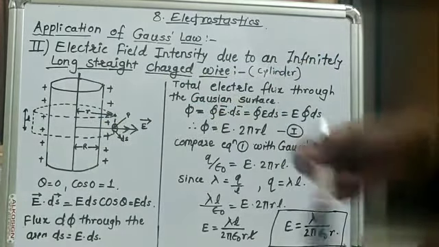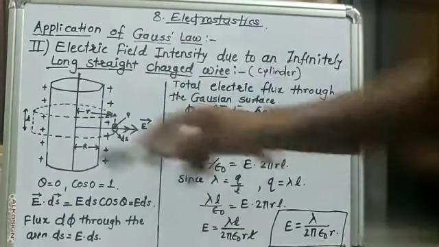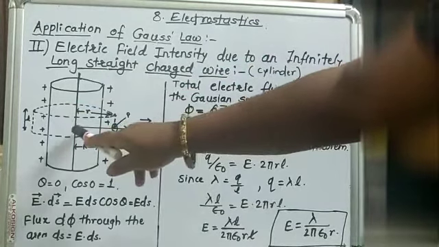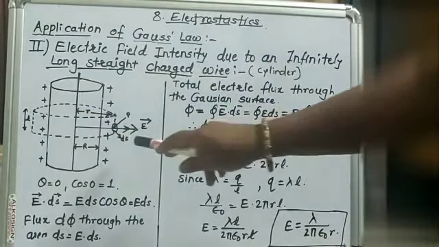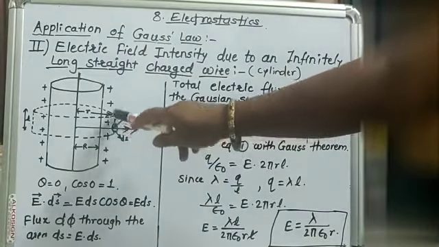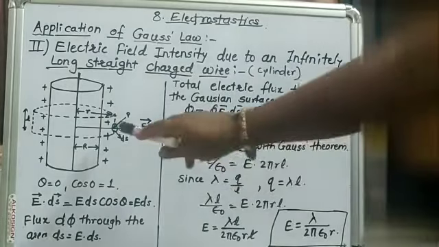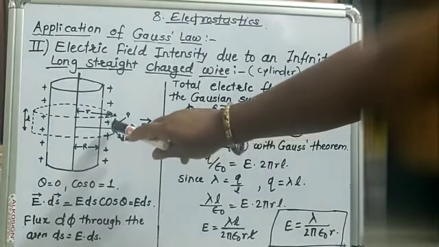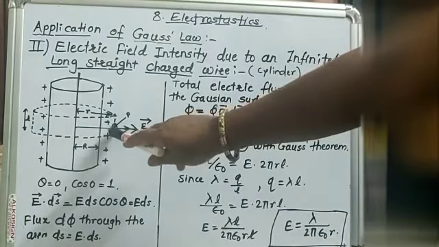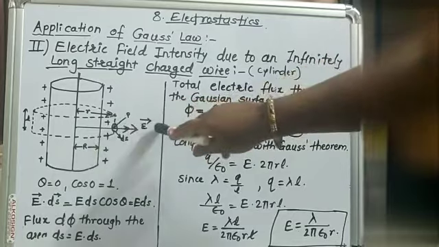Imagine a coaxial Gaussian cylinder of length L at a distance r from this wire. Consider a small area ds situated around the point P. Due to symmetry, the electric field intensity at point P has the same magnitude E and its direction is outward.